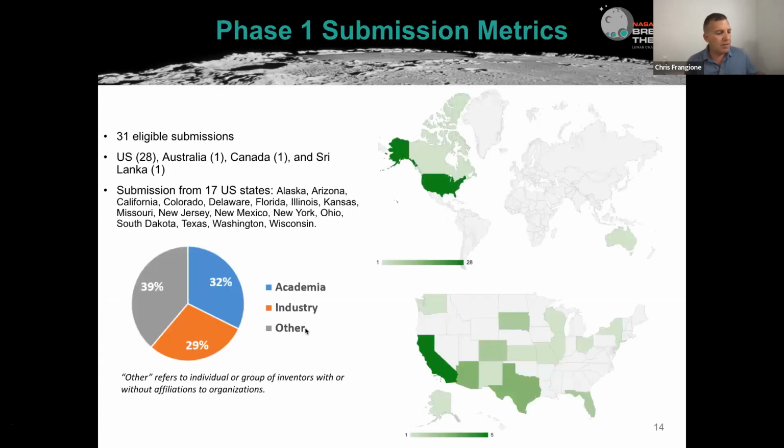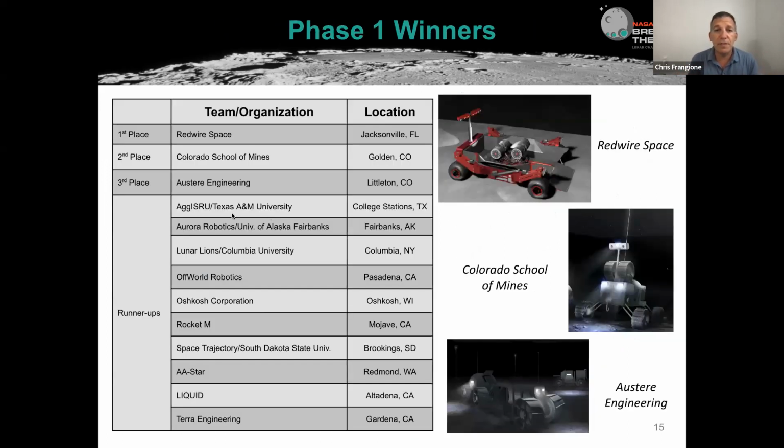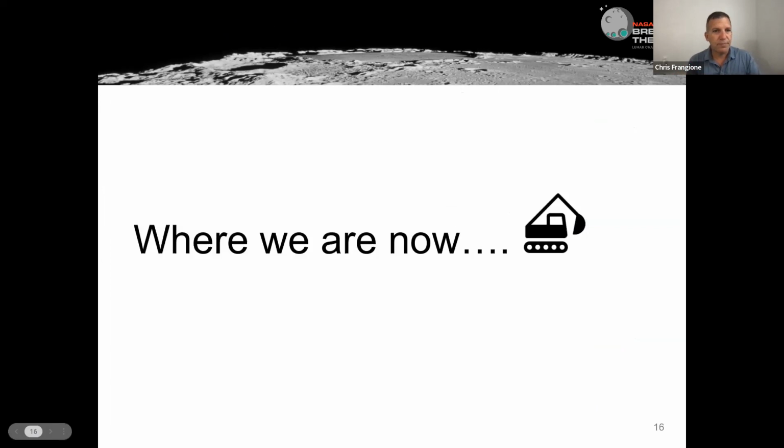This just gives a pictorial overview of our submissions. You could just take a brief look here. And if you go to the next slide, this is a list of our winners, many of whom are actually on this webinar today, and that we're hoping and expecting to participate in phase two. So congratulations to these winners again. Next slide. So where are we now? That's what we're here to talk about today. Next slide.